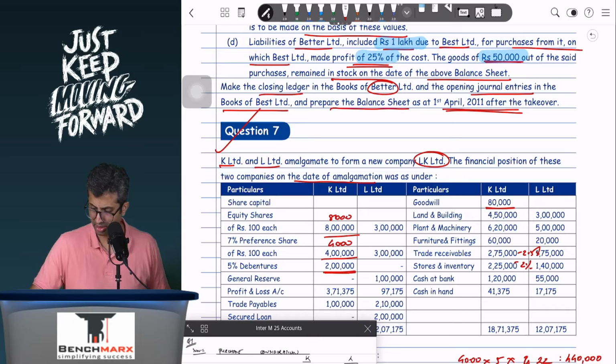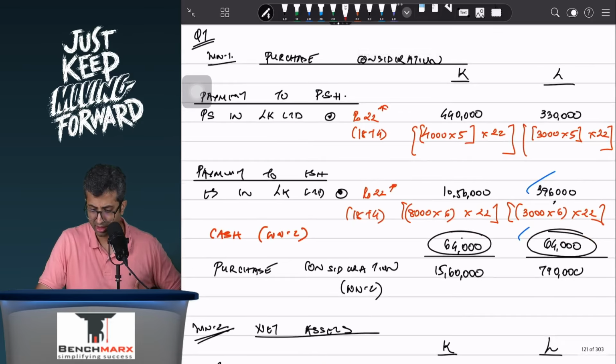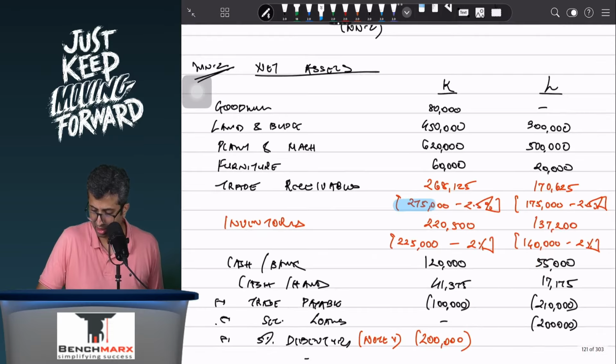And hence you will have a balance plus cash at bank 1,20,000 plus 41,375 minus, so this is 1860 probably, and minus, if you look at your liabilities, there's 1 lakh rupees of trade payables, and there is 1,90,000 I believe of secured debentures. And hence maybe this is 15,70,000. Acha, let us review this. All of this said and done.